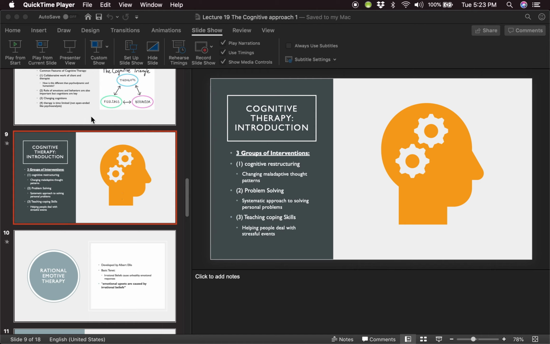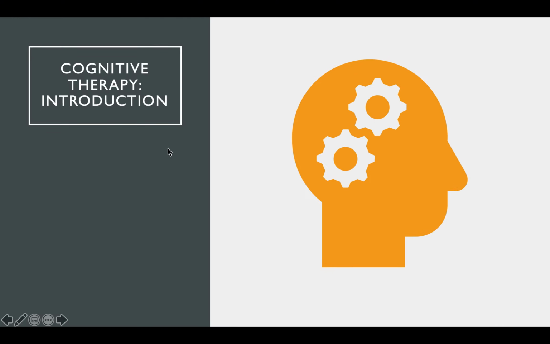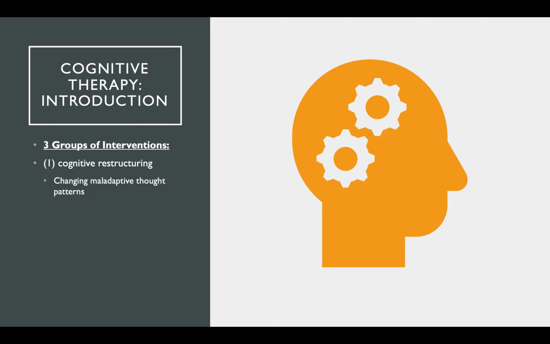All right, so let's just pick up where we left off. So let's talk about what cognitive therapy looks like. There are three main general groups of interventions. The first one is cognitive restructuring. So this is basically what we've talked about so far.